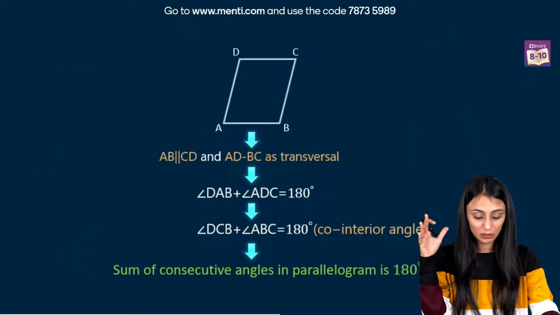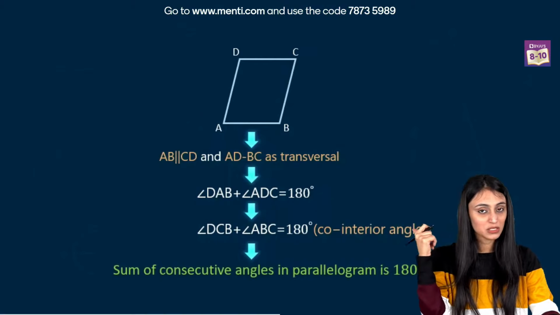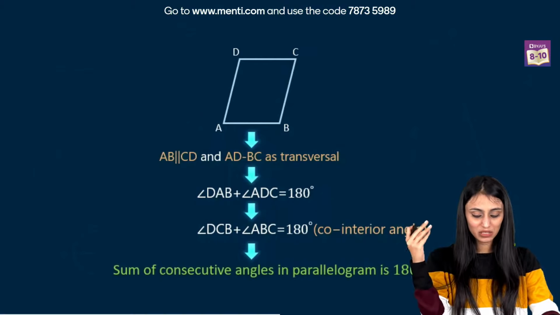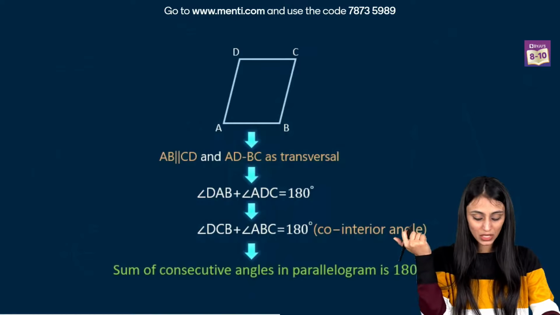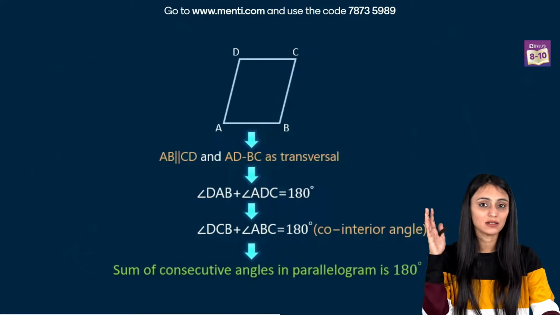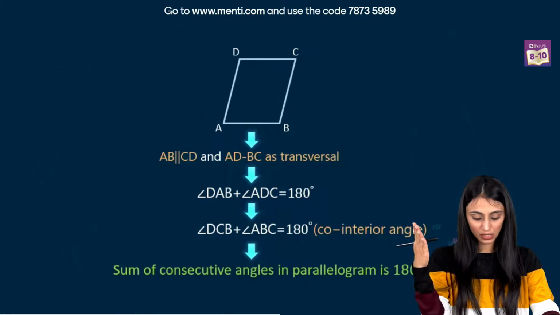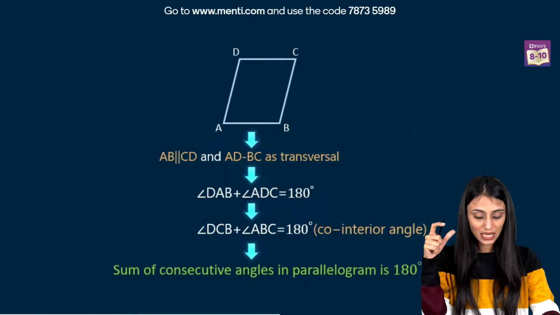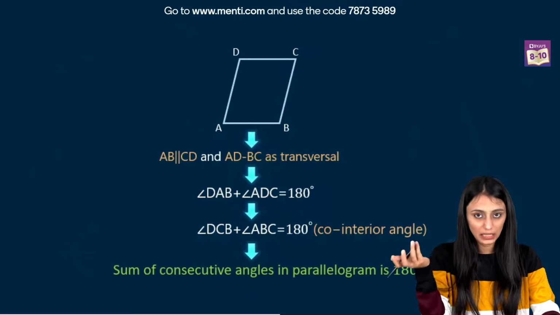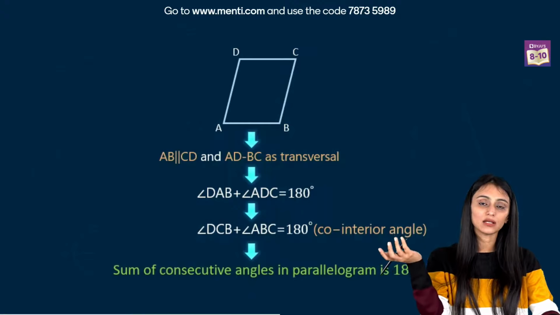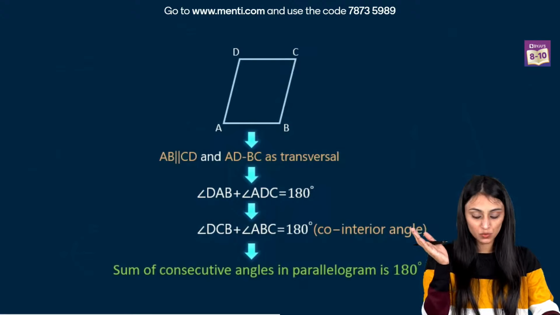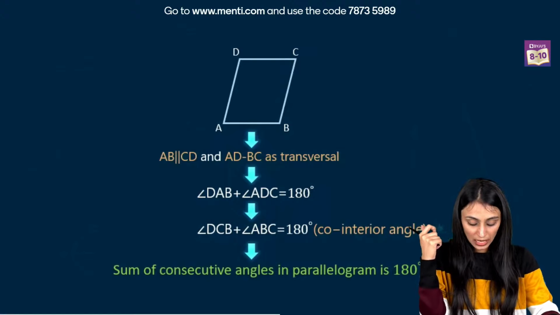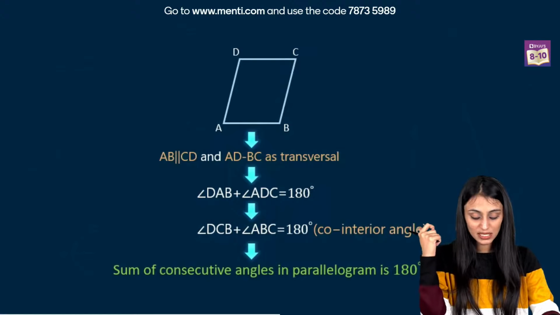This is the parallelogram ABCD and AB would be parallel to CD in that case and AD and BC over here are transversals, right? So we know that when parallel lines are intersected by a transversal, then co-interior angles are formed. So angle DAB plus angle ADC, their sum would be 180 degrees, right? Because these are the angles formed on the same side of the transversal, so their sum is 180 degrees. Similarly, angle DCB plus angle ABC is 180 degrees.